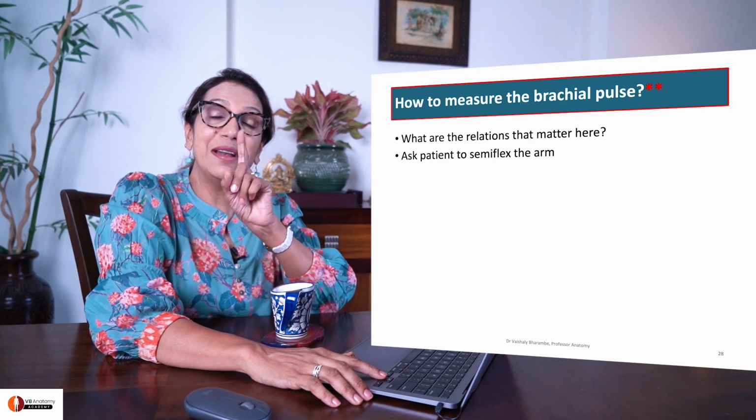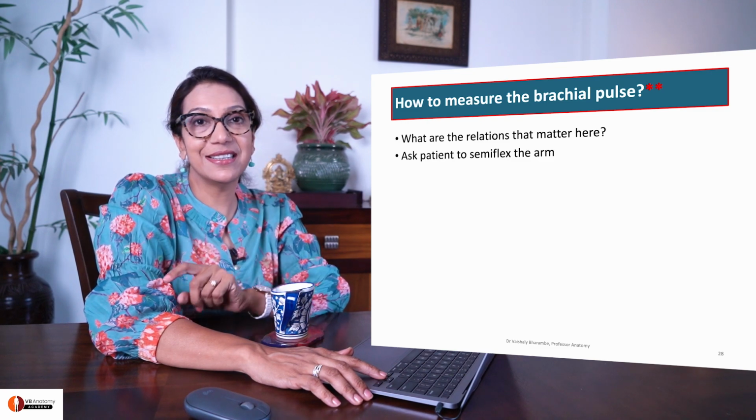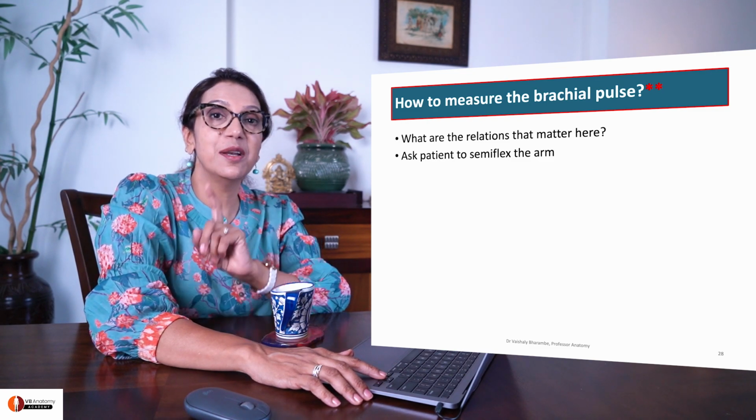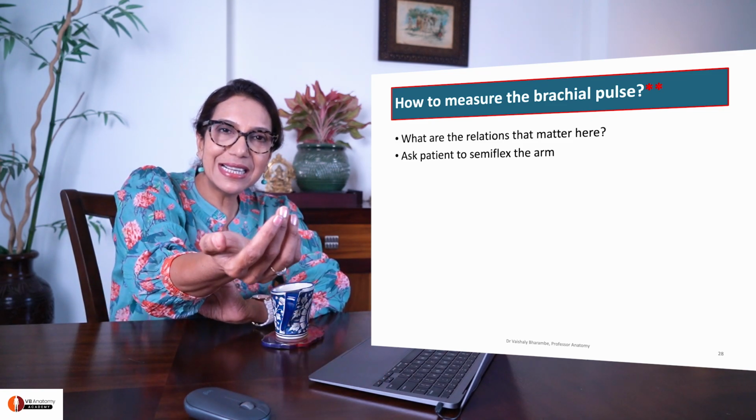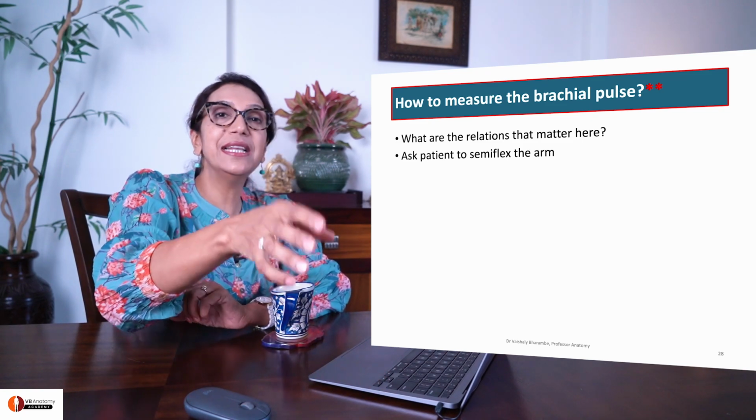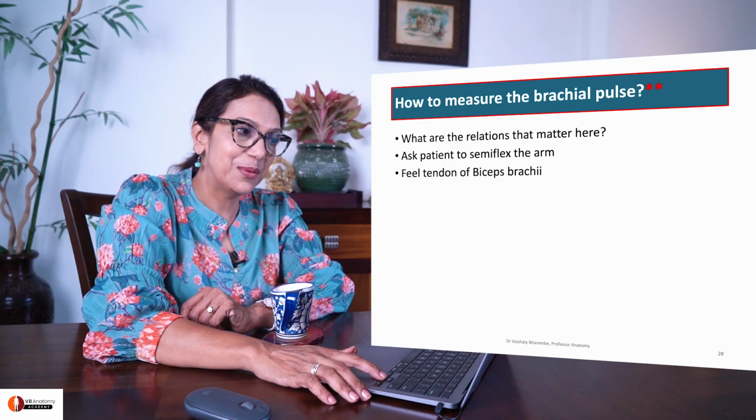So, what are the relations that matter? There is only one relation, that is the biceps tendon. Remember to go medial to the biceps tendon, semiflex and then slightly extend a little bit, you will feel the brachial artery pulsation. Right.